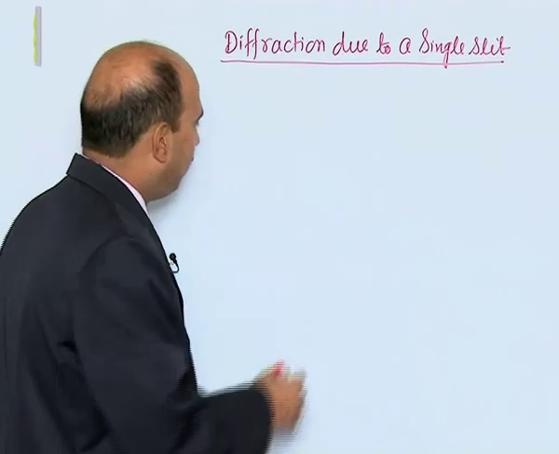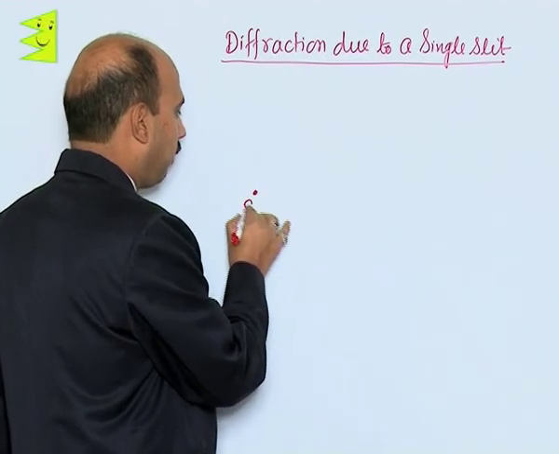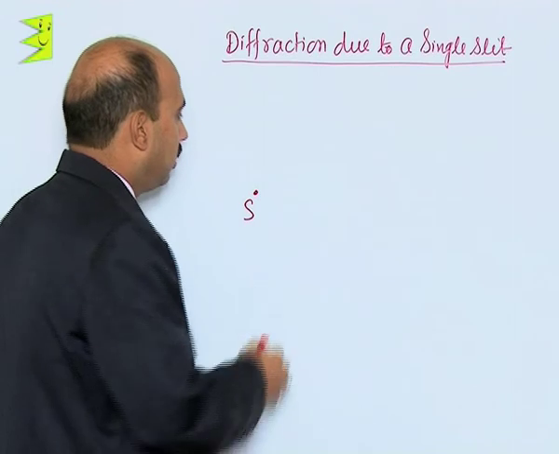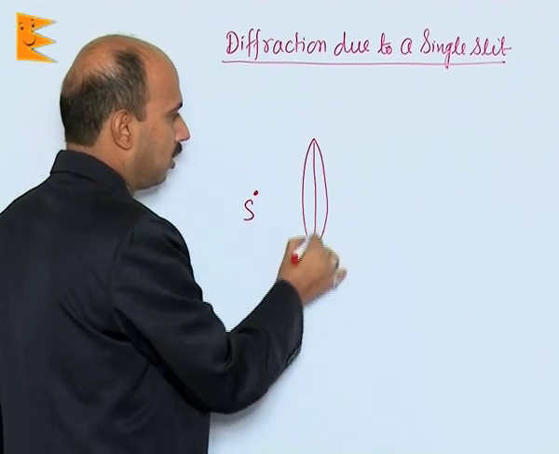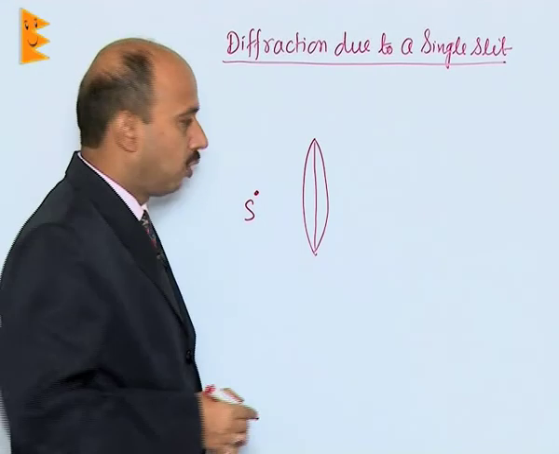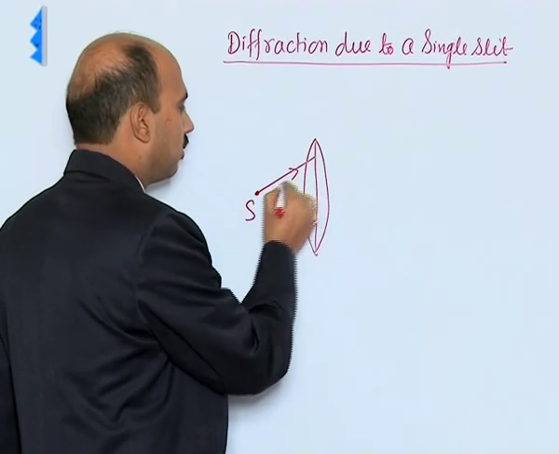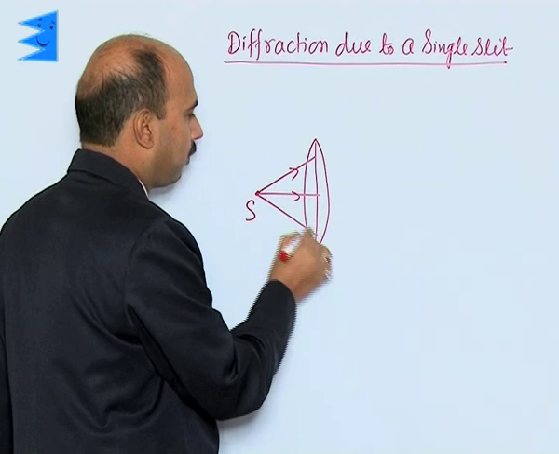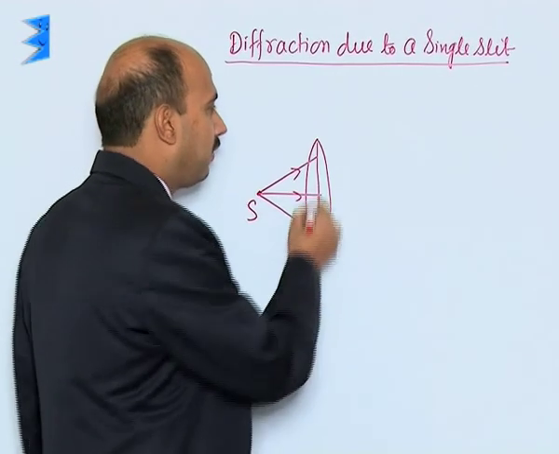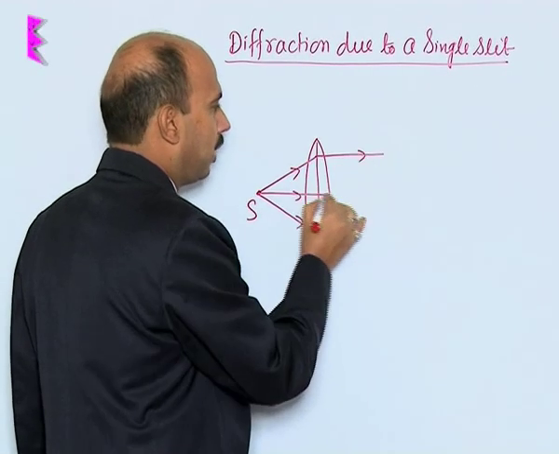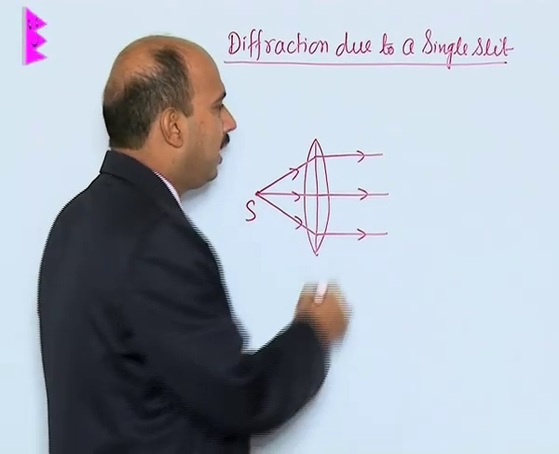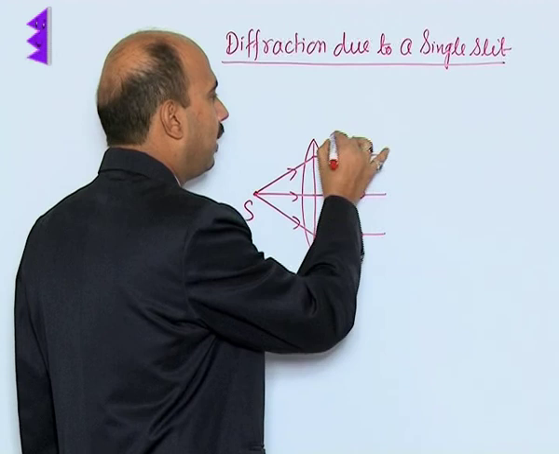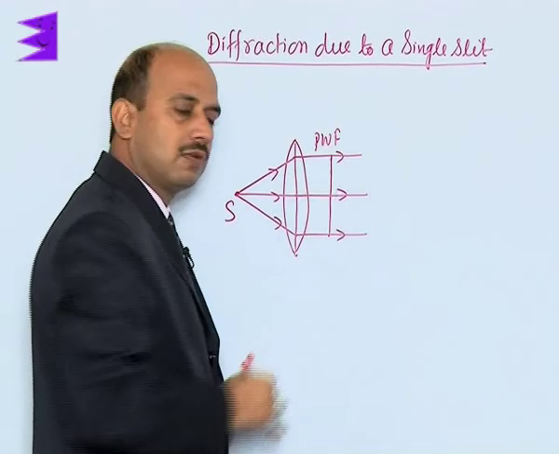For this experiment, suppose I have taken here the source of light, that is S, and a convex lens is placed here, and this source is at the focus of this lens. So the waves coming from here are like this. After refraction, these waves will become parallel to each other. So we obtain here a plane wavefront, that is PWF.